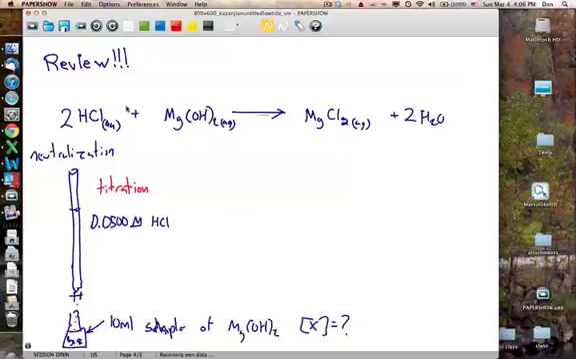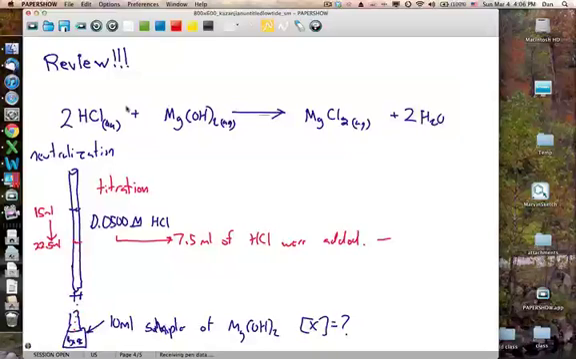We know that this starts at, if we had 15 milliliters at the start and we were to slowly add it until there was 22.5 milliliters total, we could figure out that 7.5 milliliters of HCl were added. So once we know that, we have now added 7.5 milliliters of a 0.050 molar HCl solution. And then we can use that to figure out the number of moles of magnesium hydroxide that were in that reaction.